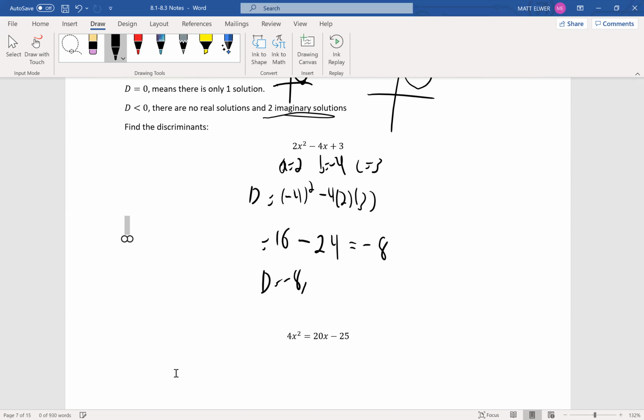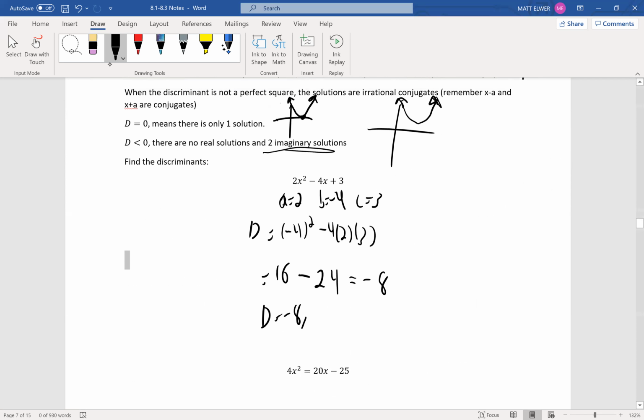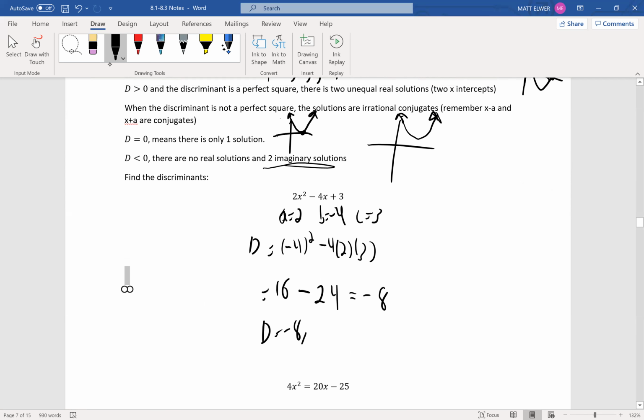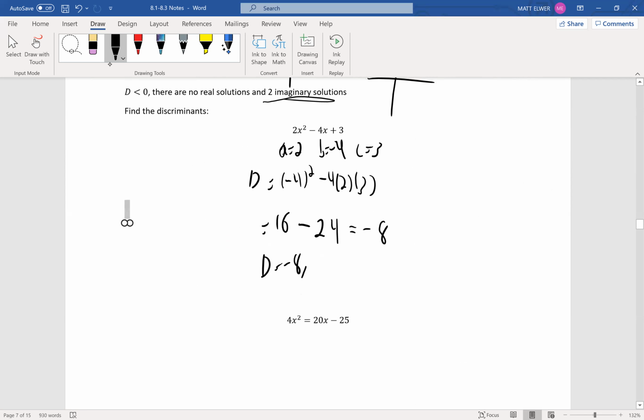And that means since it's less than 0, that's our very last case. Since it's less than 0, we have two imaginary solutions.